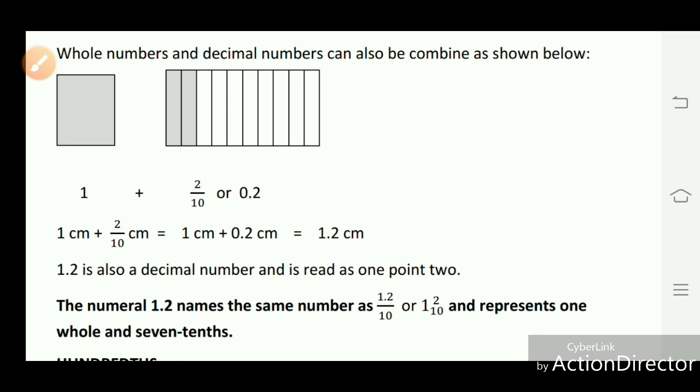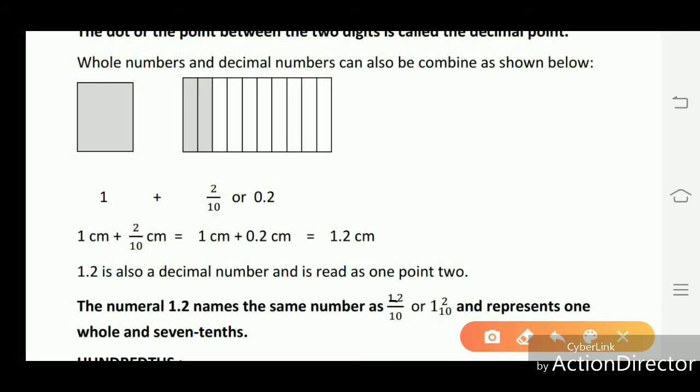1.2 is also a decimal number and is read as one point two. Here the numeral 1.2 names the same number as 12 upon 10 or 1 whole 2 upon 10, and represents 1 whole and 2 tenths.